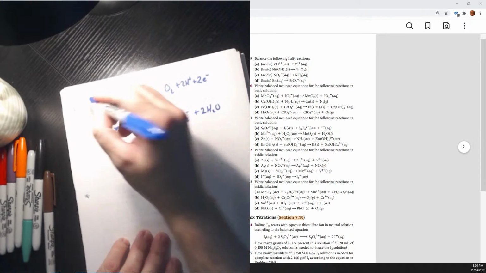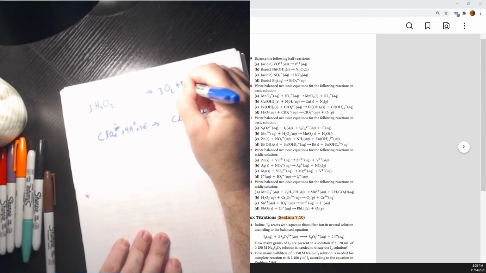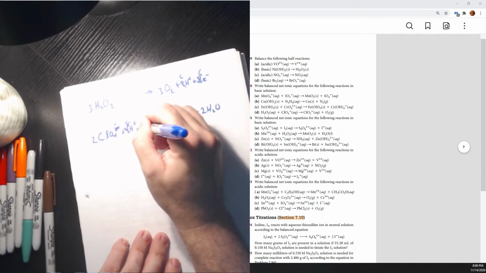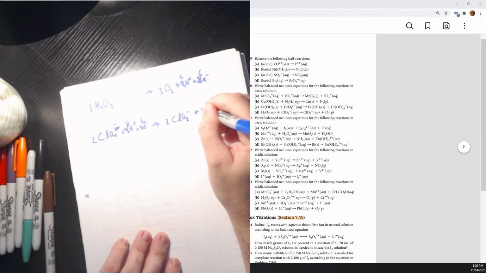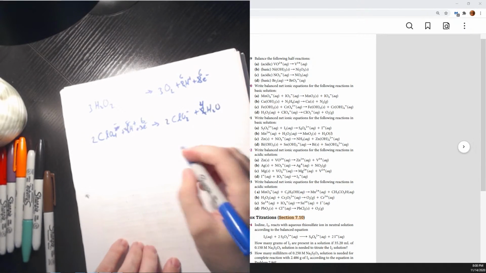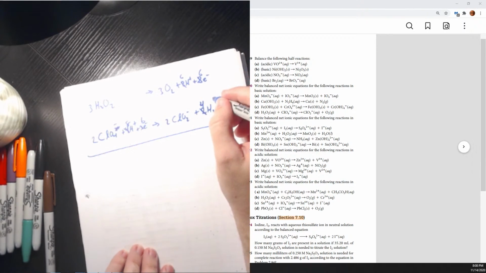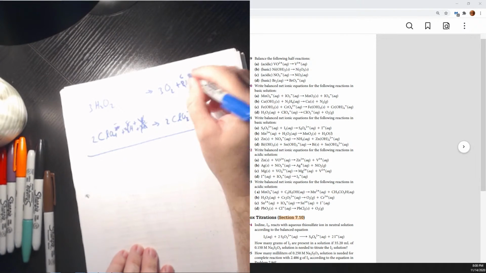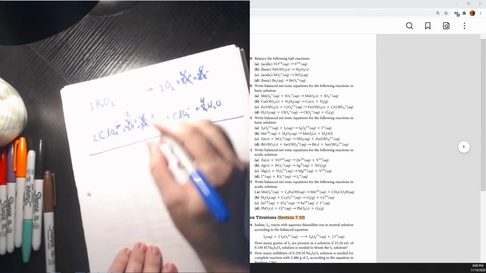Yep, so we're going to triple up top. 3, 3, 6, 6. Double down here, so 2, 8, 6, 2, 4. The water doesn't do anything. The electrons disappear. 8 minus 6 leaves us with 2H plus.